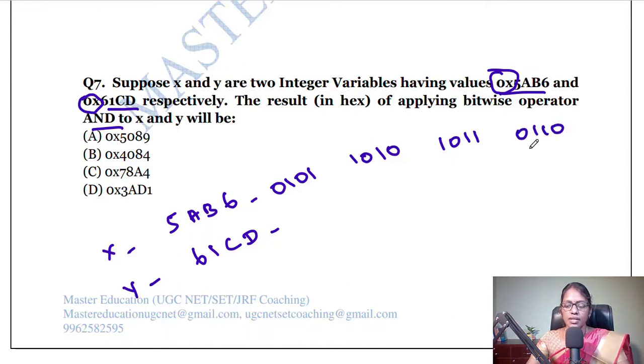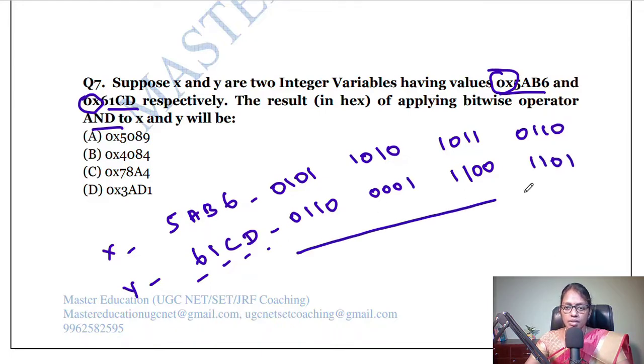And 6 can be written as 0110. I am just writing the binary equivalent for each and every letter. So 1 can be written as 0001, and C is nothing but 12, right? So 10, 11, 12, so 1100, and then 13 is 1101, that is D.